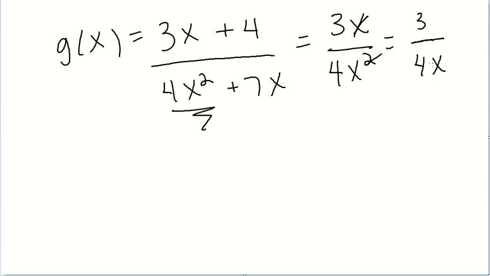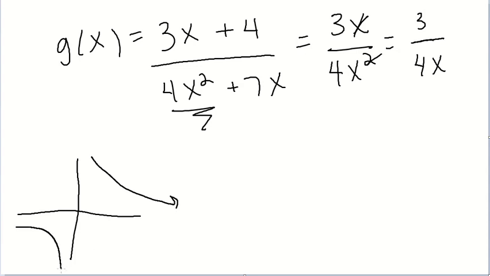Okay, so 3 over 4x, what does that tell us? What does it tell us about horizontal asymptotes? Well, hopefully, if you were to throw 3 over 4x into Desmos, you should get something that looks generally like this. So 3 over 4x is the function 1 over x dilated a little bit. So it's going to generally look something like that.